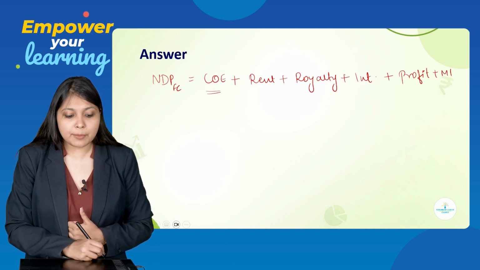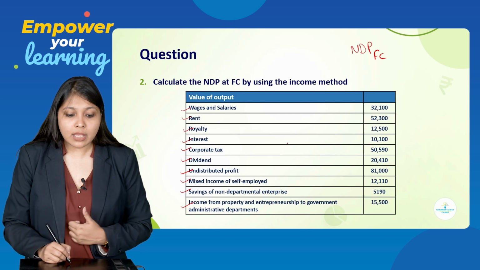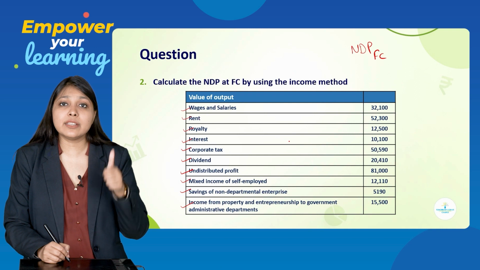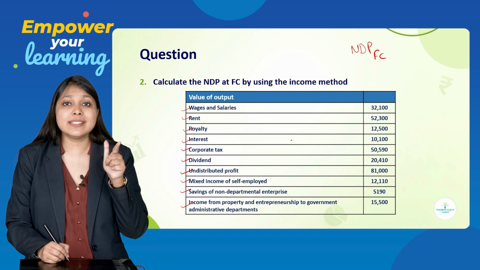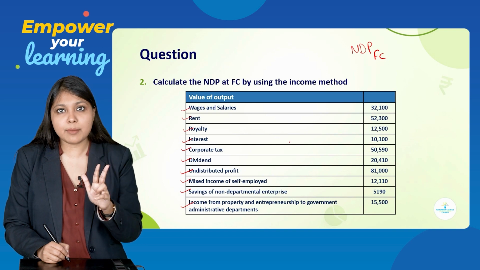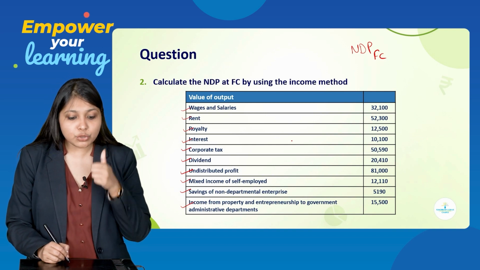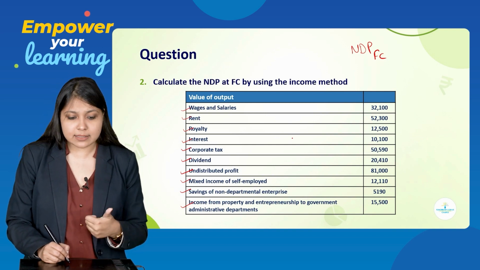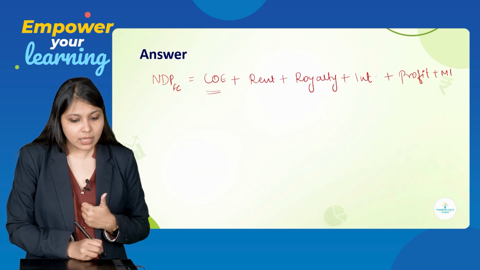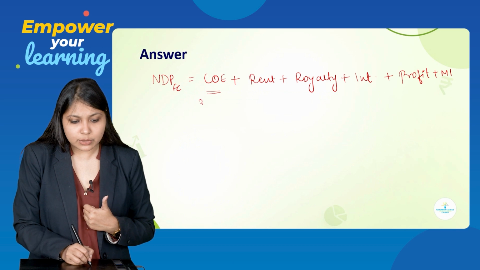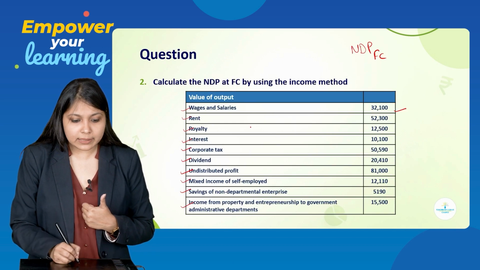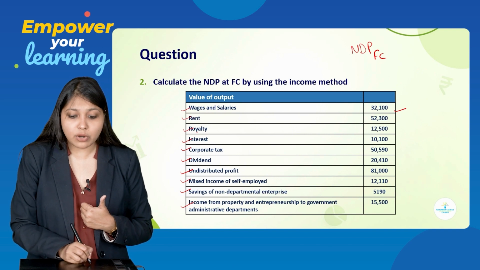So, first let us look towards compensation of employees. You all know what the components of compensation of employees are: wages and salaries in cash, wages and salaries in kind, employers' contribution to social security schemes. These are the three components of COE, out of which only one is given, that is wages and salaries, 32,100. So, you will directly write 32,100 plus, see, rent and royalty is given. Yes, rent is also given, royalty is also given.